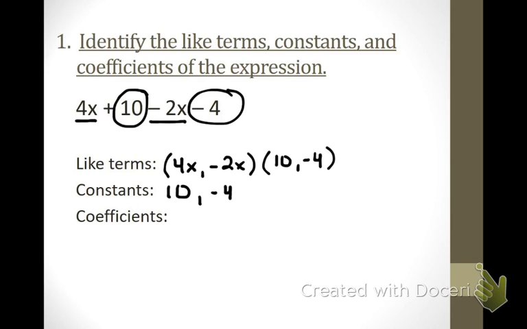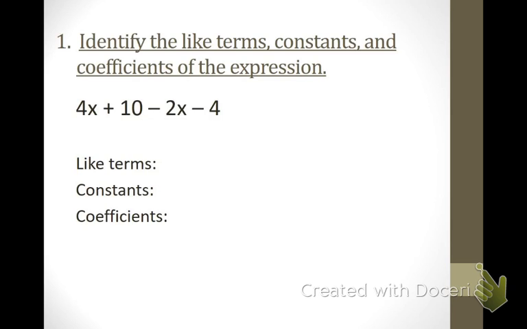Coefficients, that's the number part before the variable term. So what are my coefficients? 4 and negative 2. Now listen, you don't want to tell me negative 2x because x is the variable. So you don't want that variable there. It's just the number part. The coefficient is the number part of a variable term. Okay, so there will be questions exactly like that on your quiz on Monday.